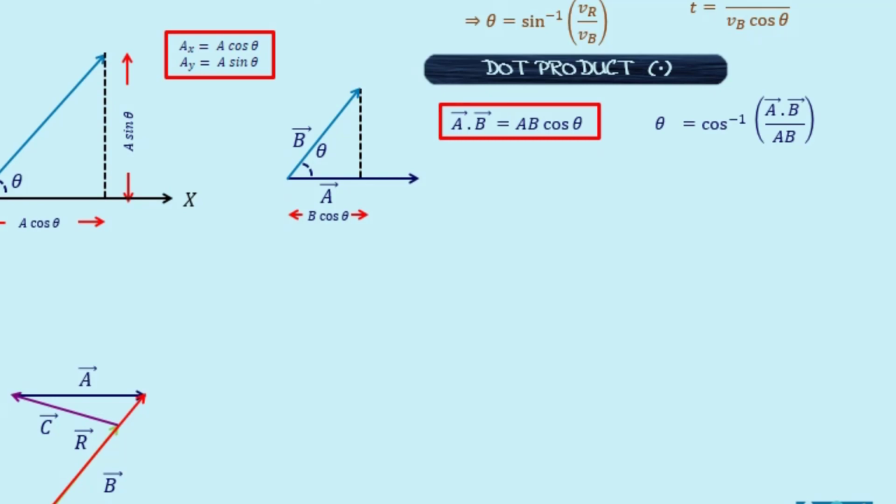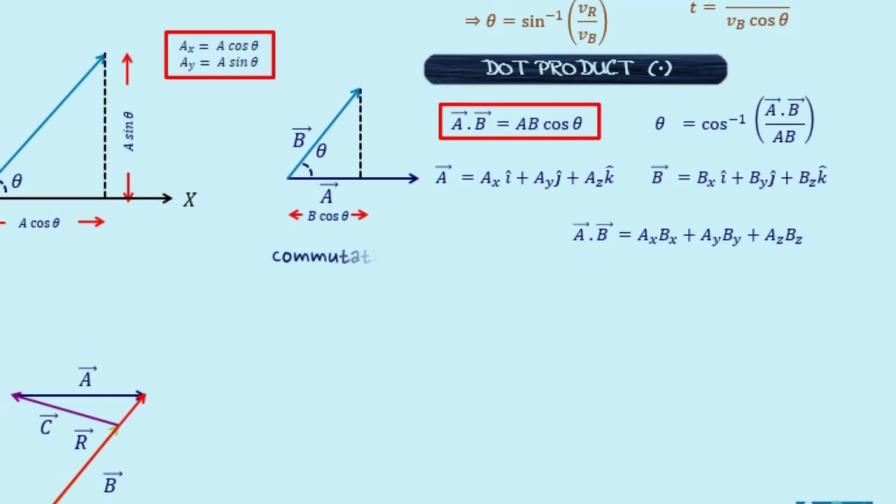Theta will be cos inverse A dot B divided by AB. If the vectors are resolved into three mutually perpendicular components as A vector equal to Ax i cap, Ay j cap and Az k cap and B vector equal to Bx i cap, By j cap, Bz k cap, then the dot product of the two vectors is A dot B equal to AxBx plus AyBy plus AzBz. Dot product obeys commutative and distributive laws.